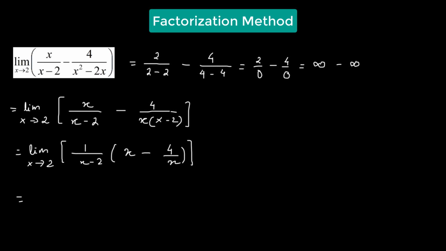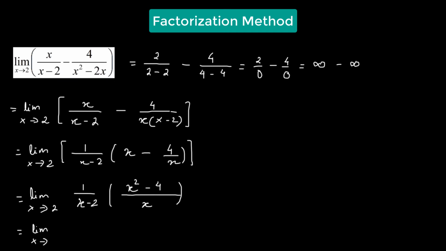So let us now combine limit x going to 2, 1 over x minus 2. So we have x as the common denominator, so x times x will become x squared minus 4. Now x squared minus 4 can be further broken down by using the identity a squared minus b squared gives us a minus b times a plus b. So x squared minus 4 can be written as x minus 2 times x plus 2 divided by x.